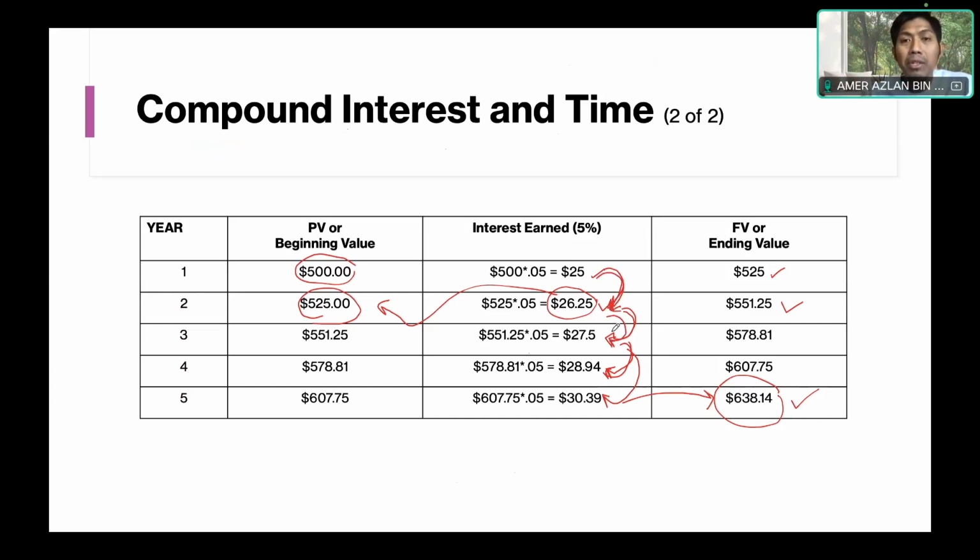So if you want to enjoy the effect of compound interest, and if you want to enjoy the profits from doing savings and investment, then you should not withdraw frequently when you save or invest your money in any instruments, right? This is what we call the effect of compound interest. You let your money grow over time.